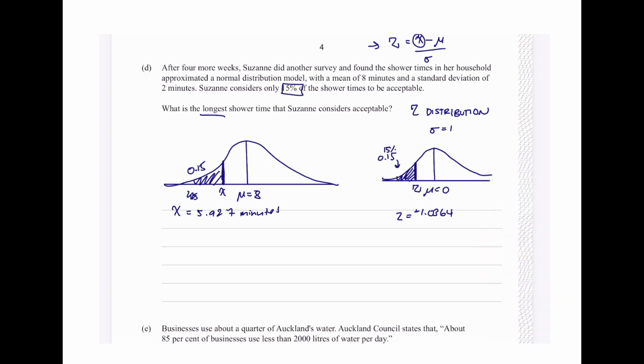Okay, so 5.927 is what will go there, but let me just finish calculating it with the z-score. So negative 1.0364 is equal to x, that's what we're trying to calculate, minus mu. Now our value of mu is 8, divided by 2, so we're going to use some algebra to rearrange this. So negative 1.0364 times 2 is equal to negative 2.0728, which is equal to x minus 8. Therefore, x is equal to negative 2.0728 plus 8. So x is equal to 5.9272 minutes, which is what we got there.